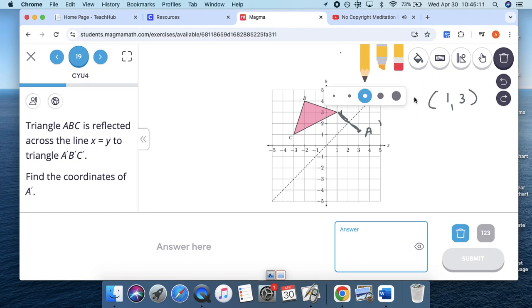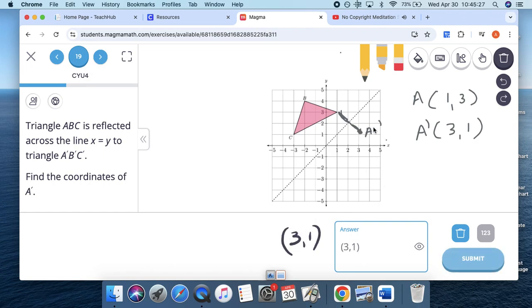Point A was 1, 3, and under a y equals x reflection, all you have to do is switch sides. It's 3, 1, and we already knew that. Look, 3, 1. So remembering the rules comes in very handy, especially for y equals x, y equals -x, because sometimes it's hard to find the distance on the other side of the line of reflection.